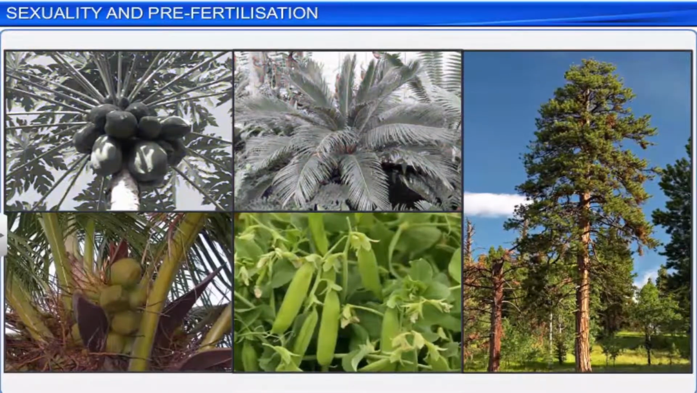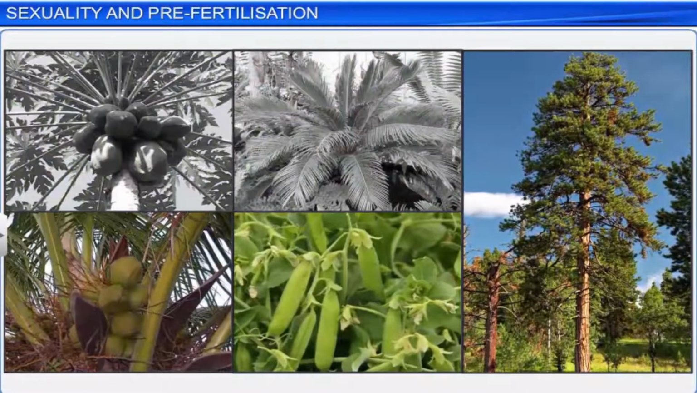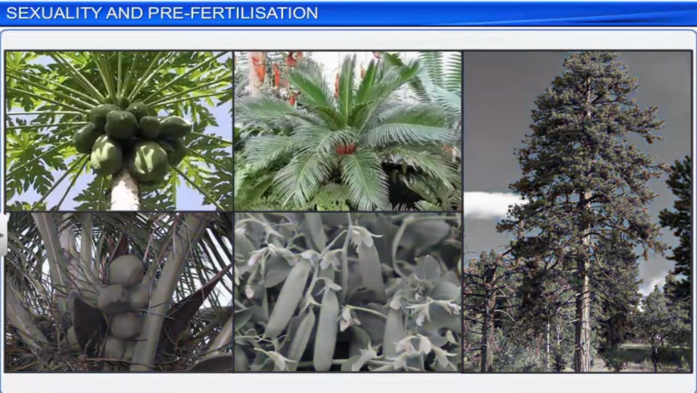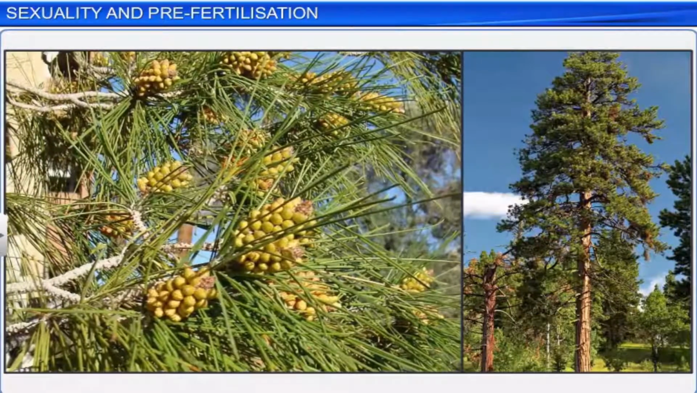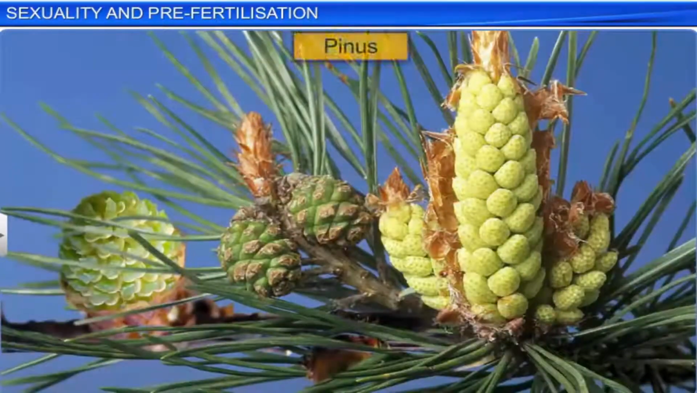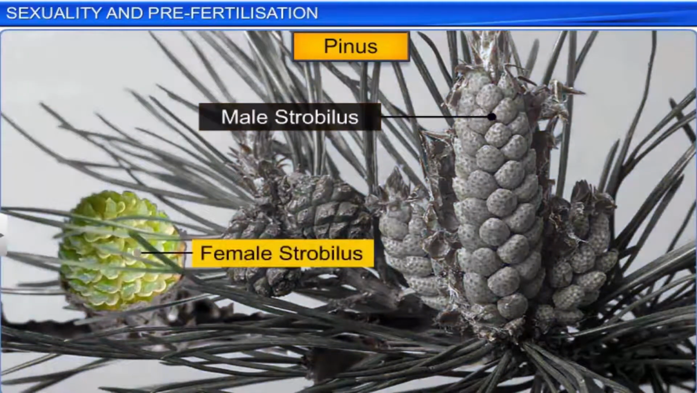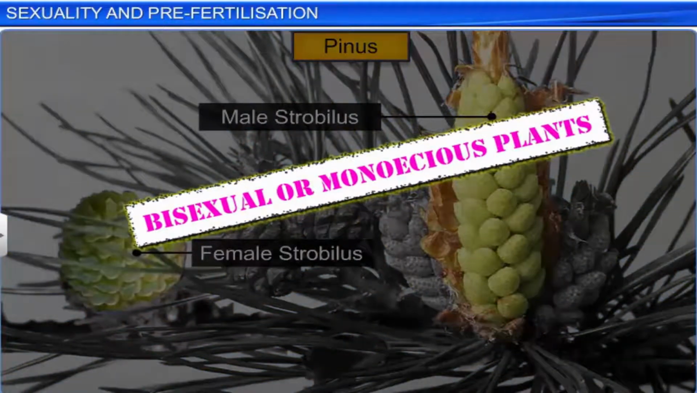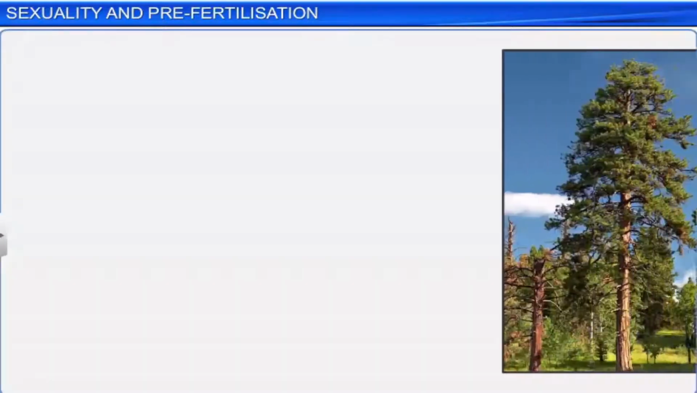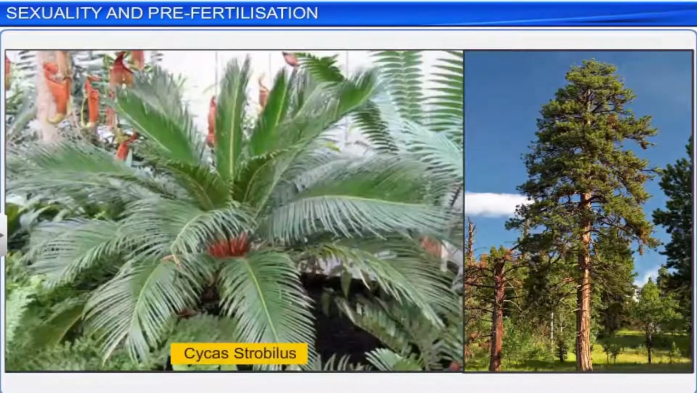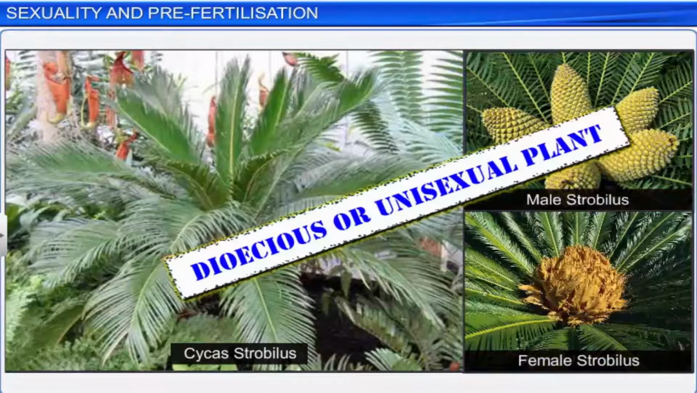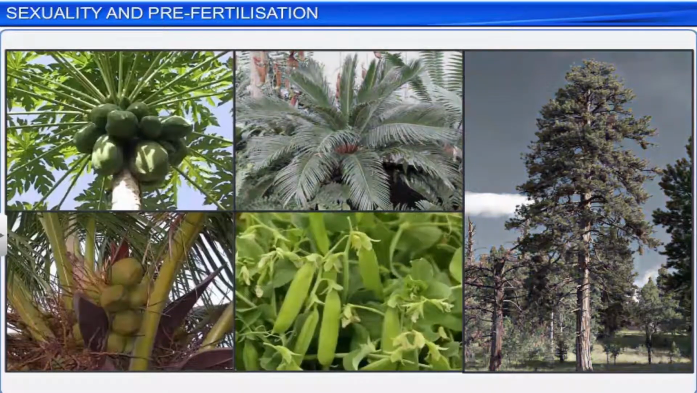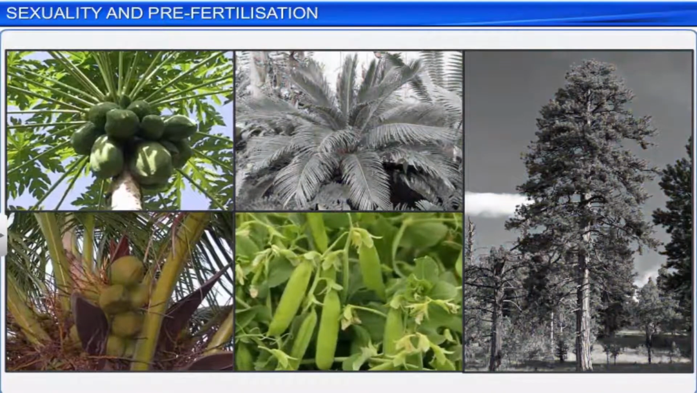Interestingly, while some organisms are endowed with both male and female reproductive structures, others possess only one of either reproductive structure. For instance, gymnosperms such as pinus possess both male and female strobili and are called bisexual or monoecious plants. Cycas, on the other hand, has the male and female strobili growing on different trees and is known as a dioecious or unisexual plant.